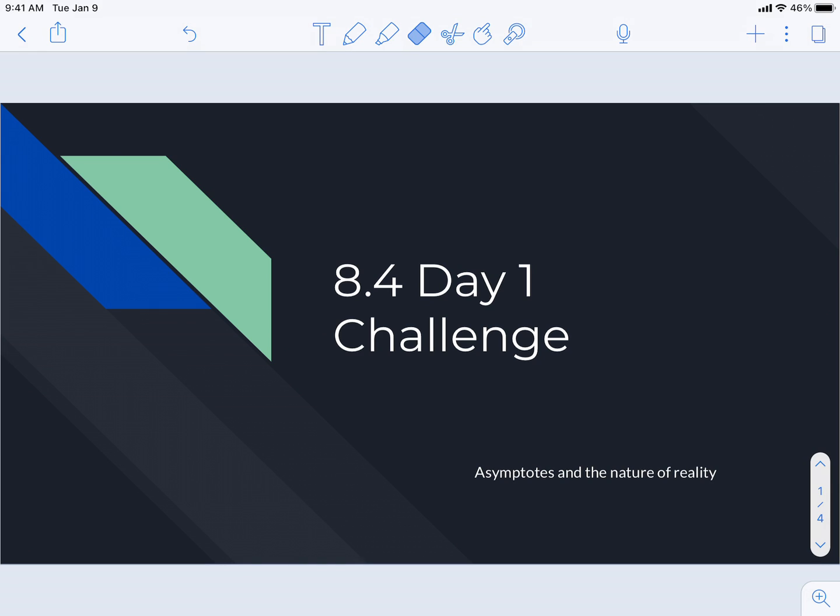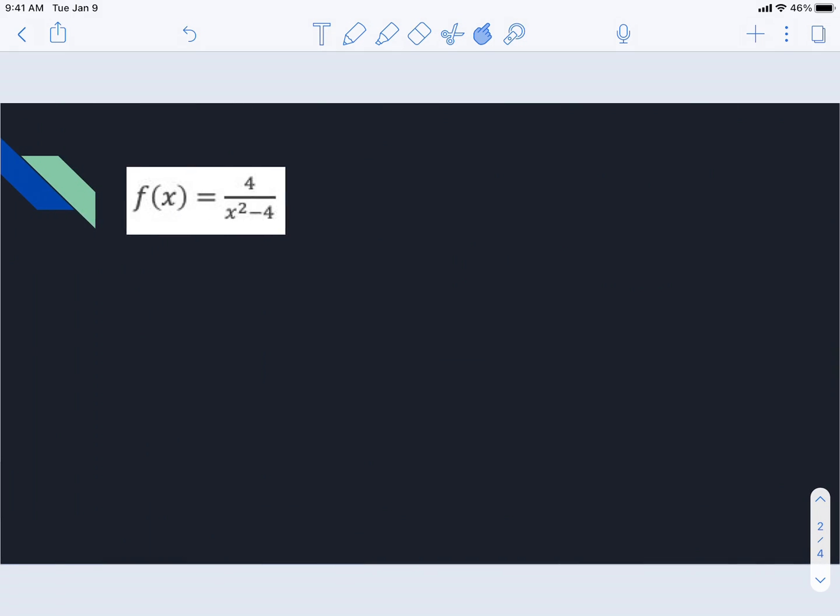Hey guys, Mr. Grant here with a challenge video for 8.4, more of an in-depth explanation of asymptotes with this one. So here we go. Looking at this problem, we know from our notes that because the power of x is bigger on the bottom than on the top, we have a horizontal asymptote at y equals 0. But let's think about why that is to start with.